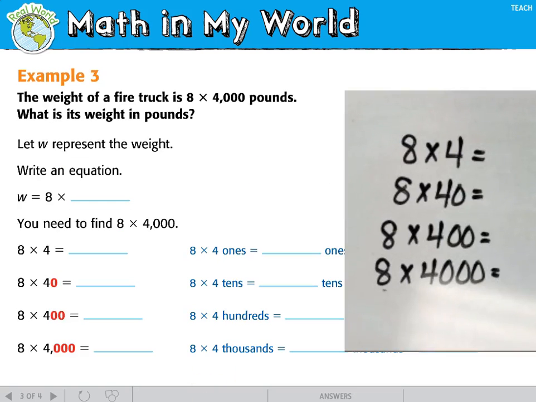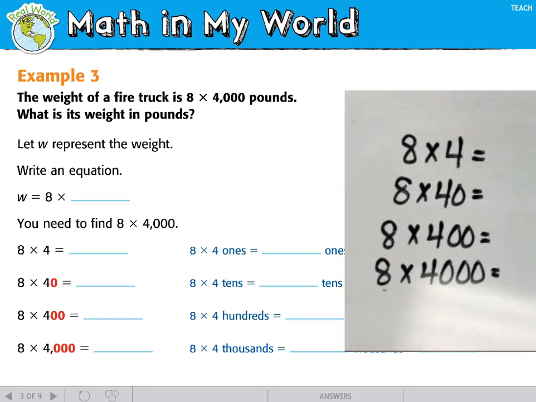Let's look at example 3. This is at the top of page 198. The weight of a fire truck is 8 times 4,000 pounds. So what is its weight in pounds? Let W represent the weight and write an equation. So we could write this equation with the unknown, which is W equals 8 times, what are we trying to find? 4,000. So go ahead and write 4,000 in that blank space. Then you need to find 8 times 4,000.